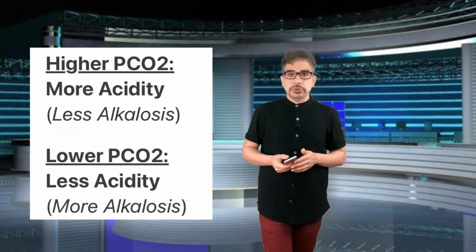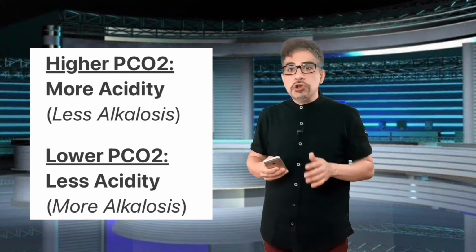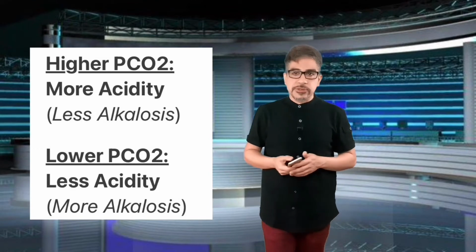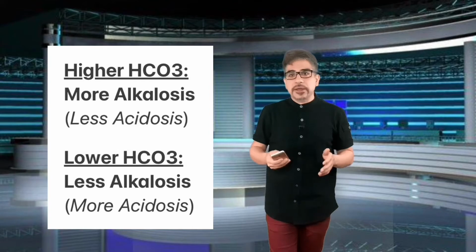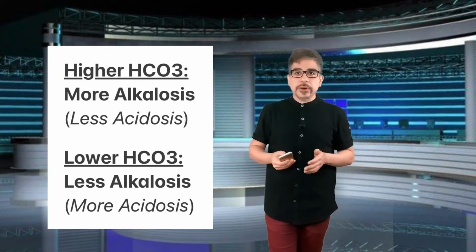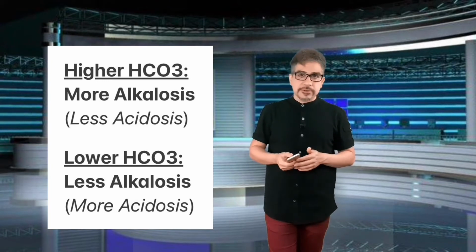Higher CO2 pressures mean more acidity or less alkalosis. Lower CO2 means less acidosis or more alkalosis by extension. Higher bicarbonate levels make blood more alkaline or less acidic. Lower bicarbonate, in turn, makes it less alkaline or more acidic.